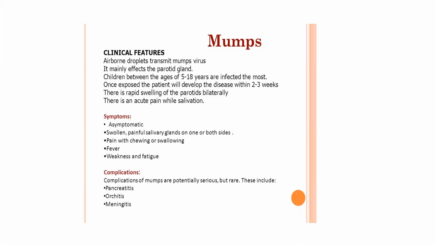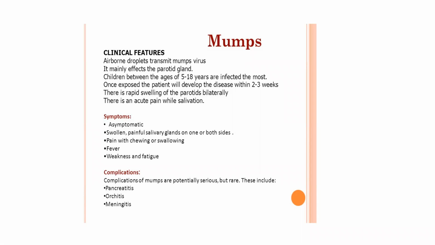Then how is this infection transmitted? It is transmitted by direct contact, airborne droplets, or fomites contaminated with saliva, and also possibly urine. The virus is detectable in the saliva for about a week before and a week or two after the onset of parotitis.